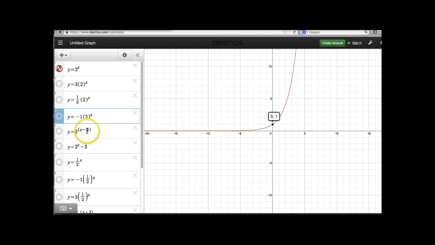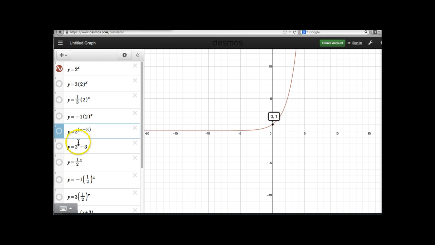Let's try x minus 3. Remember that we shift the opposite direction when we are shifting h. So make a prediction. Where is this going to go? Notice that instead of being over here at 0, 1, we're now over here at 3, 1. It shifted to the right 3. So I'm always looking at this key point to see how this transformation has affected my graph.